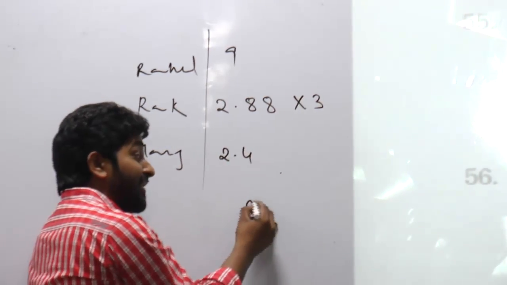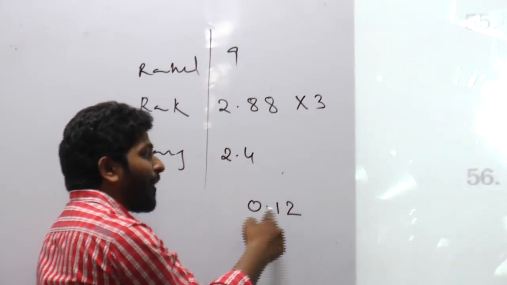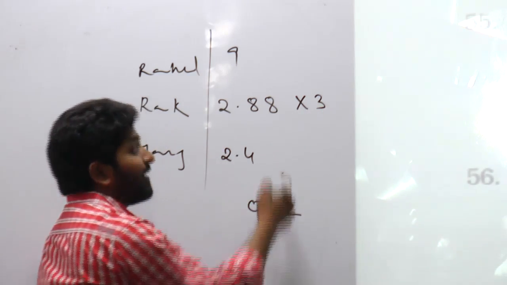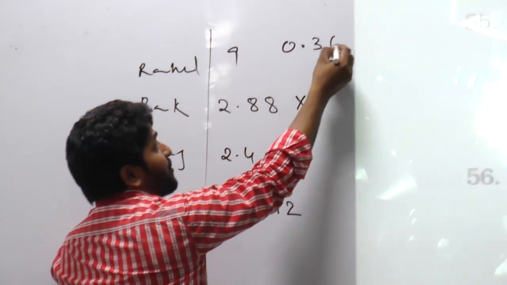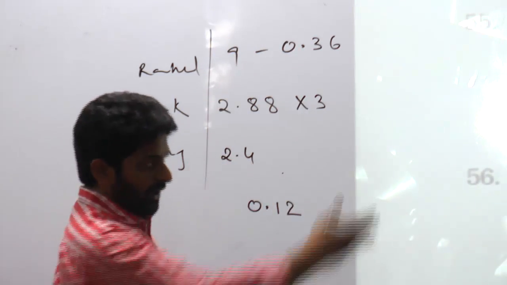But this is 0.12 less than 3. So 0.12 times 3 is 0.36. So you need to subtract this. Answer is 8.64 lakhs.